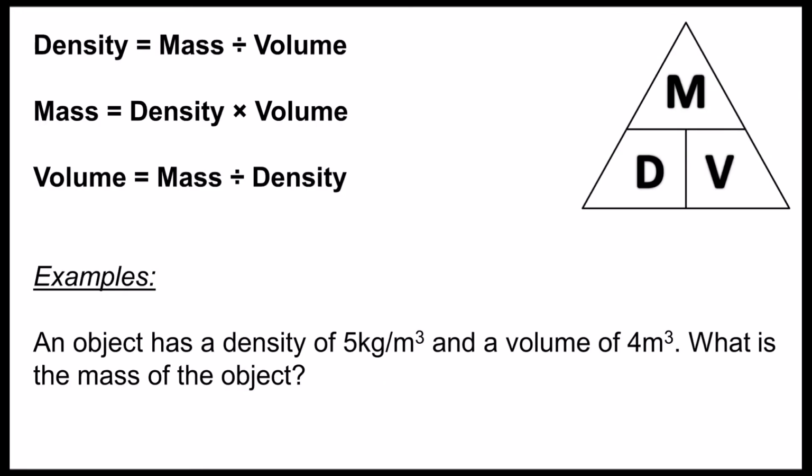In the second example, it says an object has a density of 5 kilograms per metres cubed and a volume of 4 metres cubed. What is the mass of the object? This time, because we're working out mass, we're going to cover that up, and we get d and v on the same level, so that means density times by volume. So I need to work out 5, which is my density, times by 4, which is my volume. That gives me an answer of 20.